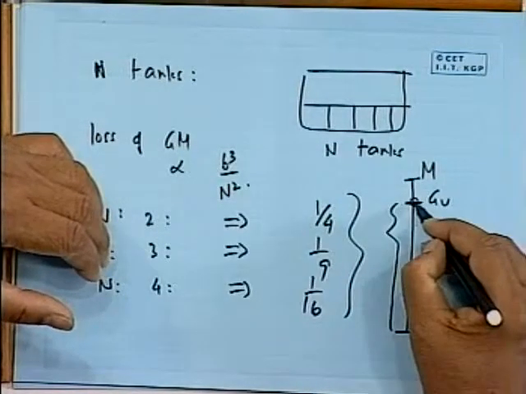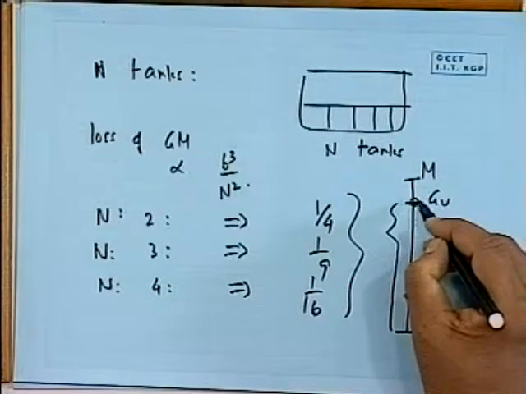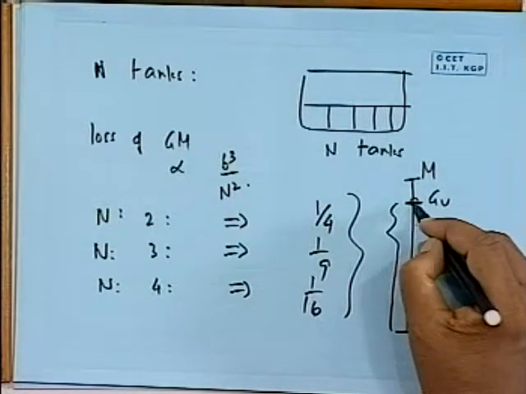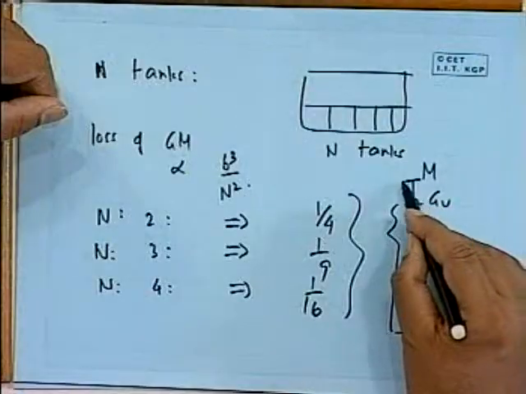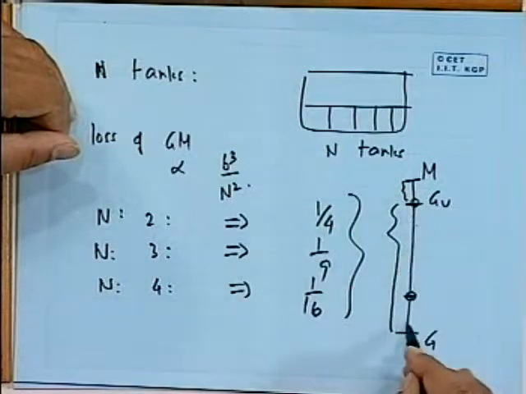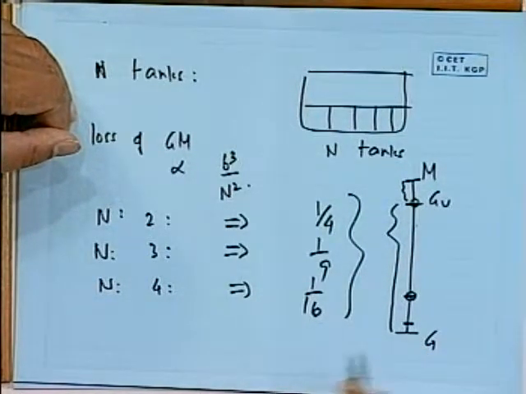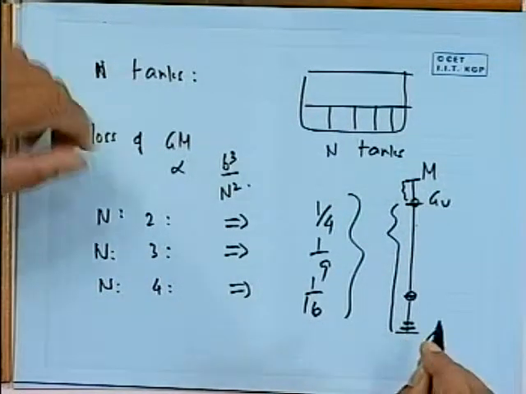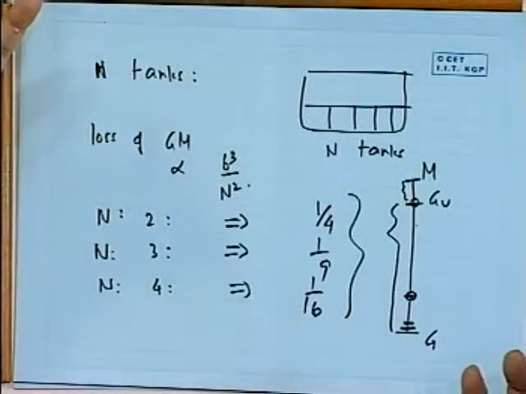That means GV was with no subdivision, weight was acting through this. I just put one subdivision, as if the rise of G has come down to this point. So earlier my GM was this much, now my GM is going to this much. I put one more tank, it will come down to 1/9. One more means here. In fact, if you take 1/16, almost no change here.